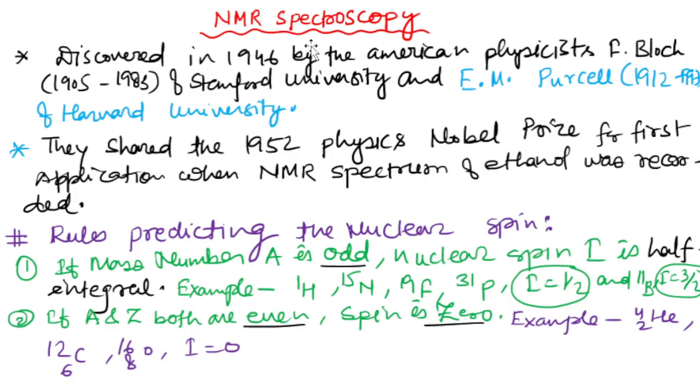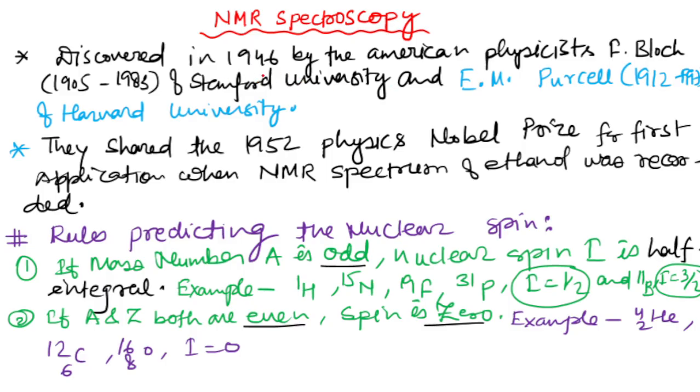NMR spectroscopy is a very important technique that is basically used in research and for other purposes, for knowing the structure characterization. Okay, the information about peaks and structure, all those things. So let's start.